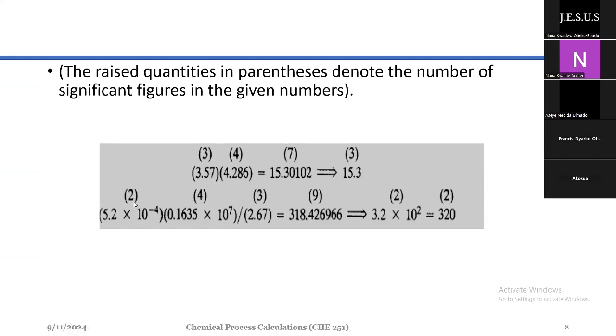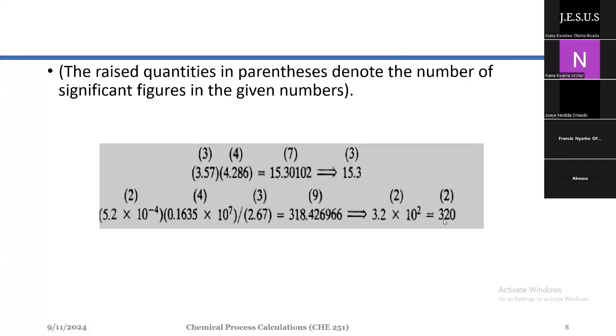So this one had two significant figures. This one had 4 and this one had 3. So after evaluating everything, this is what you will get. So you're going to leave your answer to two significant places. So when I count 1, 2, this is how I'm supposed to end. But 8 is greater than 5, so we add 1 to the 1, making it 2. So that will give you 320.